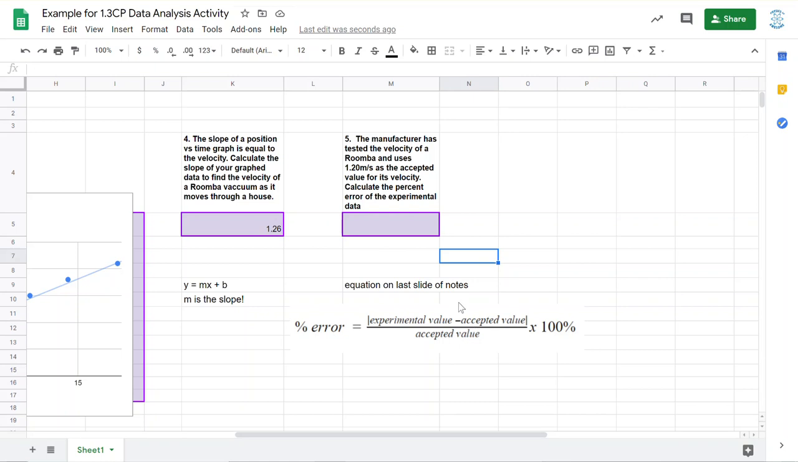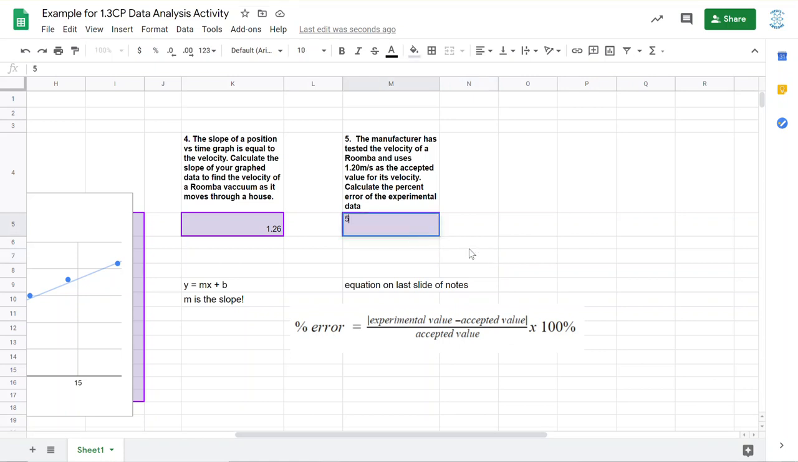The accepted value I get from reading the description in number 5. It says the manufacturer tested the velocity of a Roomba and uses 1.2 meters per second as the accepted value for its velocity. So 1.2 is the accepted value. So in my calculations, 1.26 minus 1.2, I'm going to hit equals. If there is a negative, drop the negative. Divide by the accepted value, so divide by 1.2, hit equals, times 100, and that'll give you your percent error.